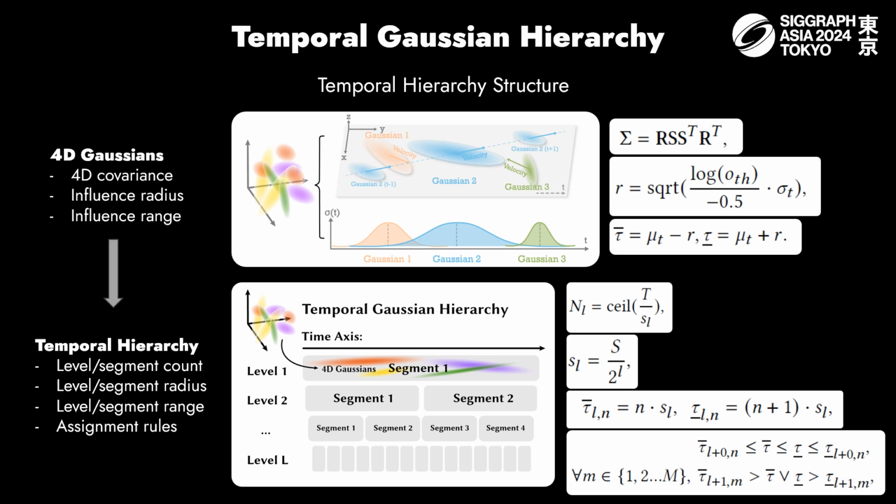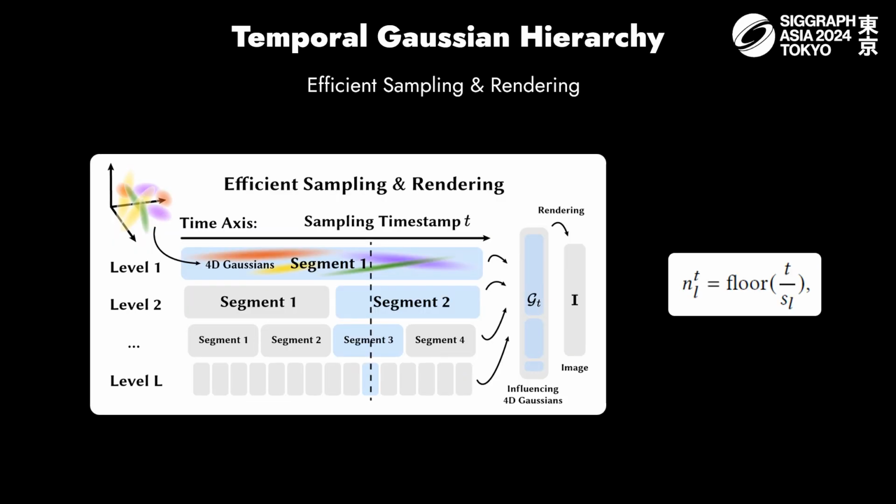Then, a multi-level, multi-segment hierarchy is defined on top of the Gaussians, where the Gaussians are assigned to their respective segment using the equation on the lower right corner. This makes the temporal Gaussian hierarchy structure unique and makes sure that each 4D Gaussian is placed in the shortest possible segment. With the temporal hierarchy, we can efficiently sample the 4D Gaussians that influence this timestamp for rendering. Since the segments at each level don't overlap, the timestamp is influenced by only one segment at each level, which is identified using this equation.